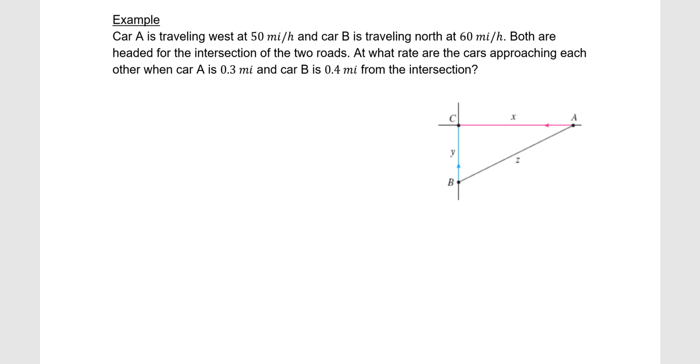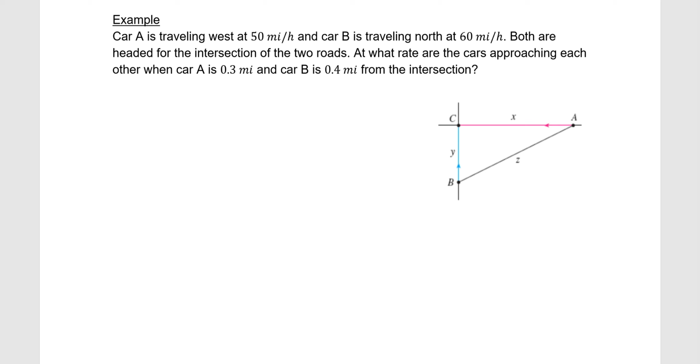Car A is traveling west at 50 miles per hour. Car B is traveling north at 60 miles per hour. Both are headed for the intersection of the two roads. At what rate are the cars approaching each other when car A is 0.3 miles and car B is 0.4 miles from the intersection? Okay, so here we have this diagram.